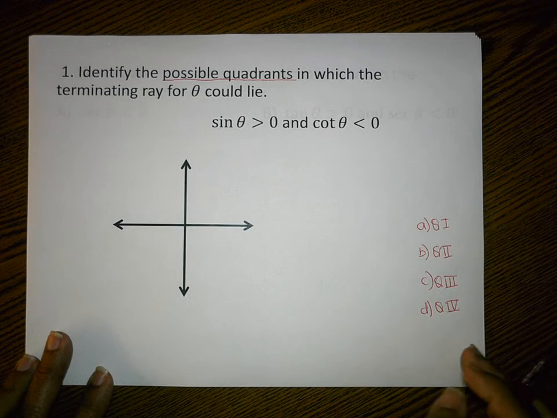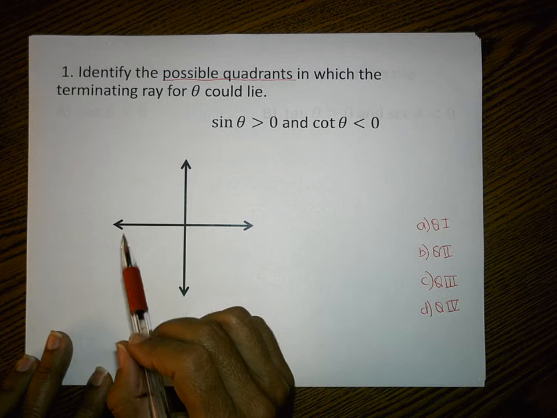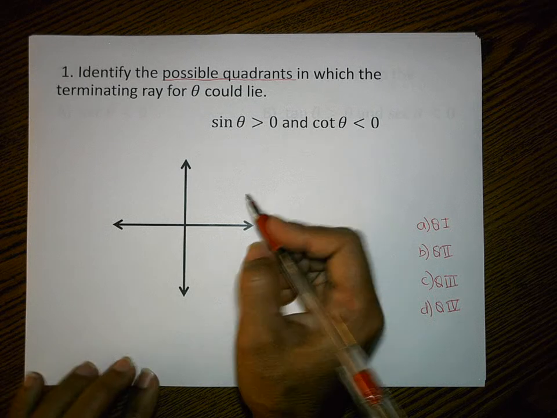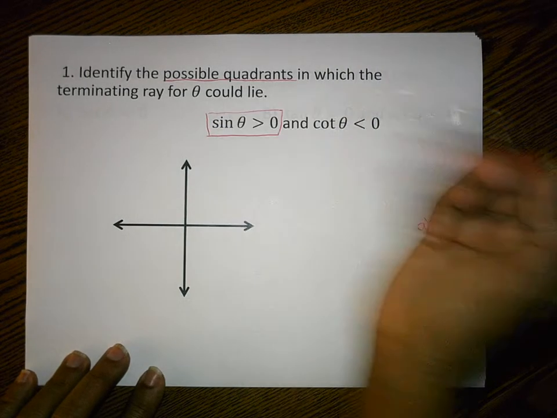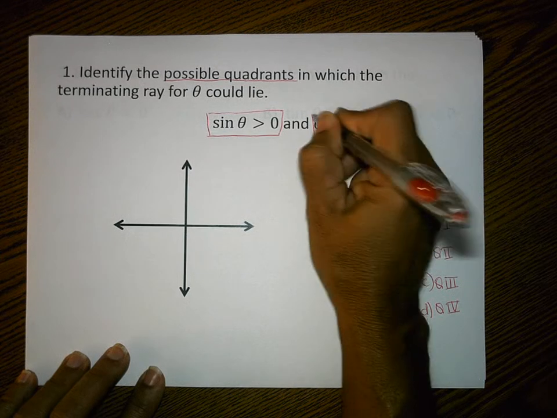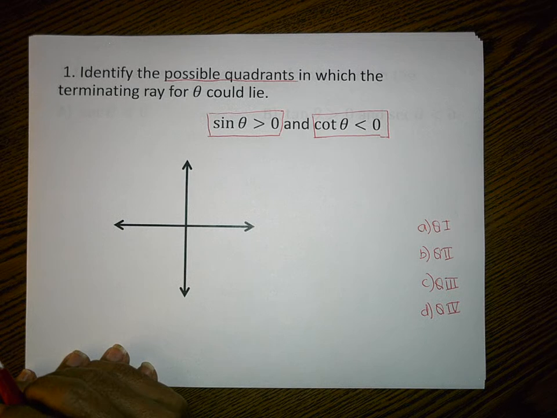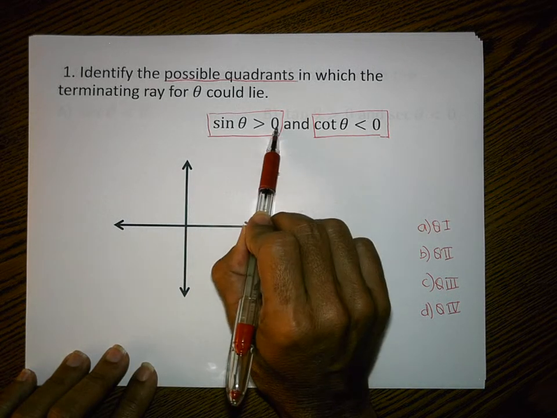So if I'm giving you a multiple choice, you're going to have to choose which quadrants. Could be just one, could be two. And then we give you two restrictions, two requirements. We give you this one right here. Sometimes we give only one, but in this case we have two restrictions. We're saying, in which quadrant could this angle possibly exist if the sine is greater than 0?